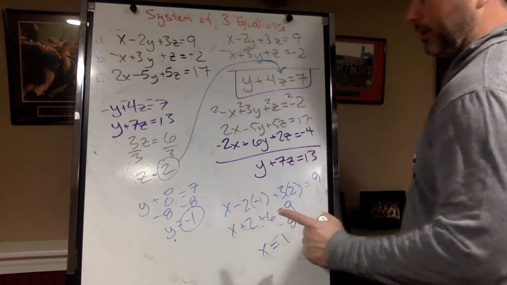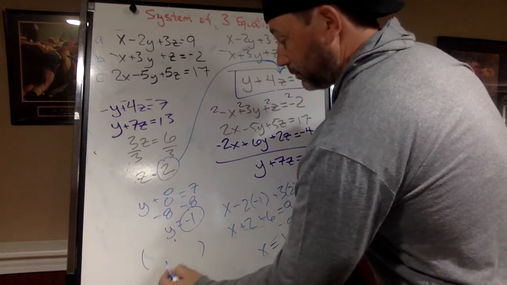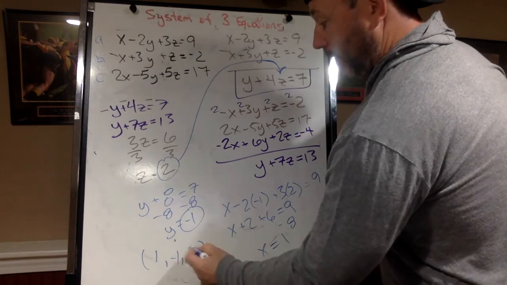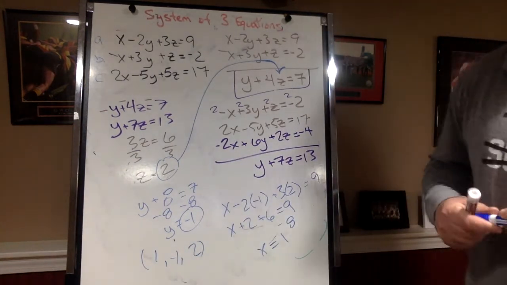Now check this out. We haven't done this before. It's an ordered triple, not an ordered pair. x comes first. 1, negative 1, because that's y, 2. Can we see that? Boom. And that's how you do this.